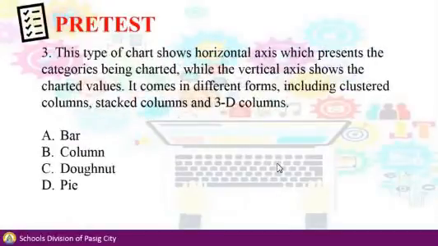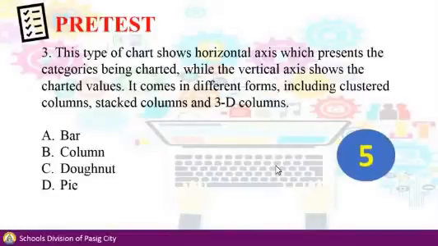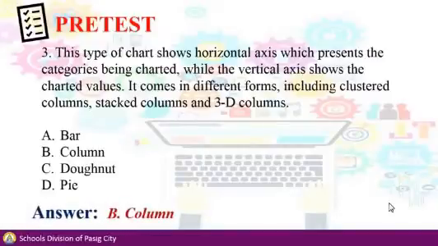Let's have number 3. This type of chart shows a horizontal axis which presents the categories being charted, while the vertical axis shows the chart values. It comes in different forms including clustered columns, stacked columns, and 3D columns. Letter A, bar, letter B, column, letter C, donut, letter D, pie. The answer is letter B, column.